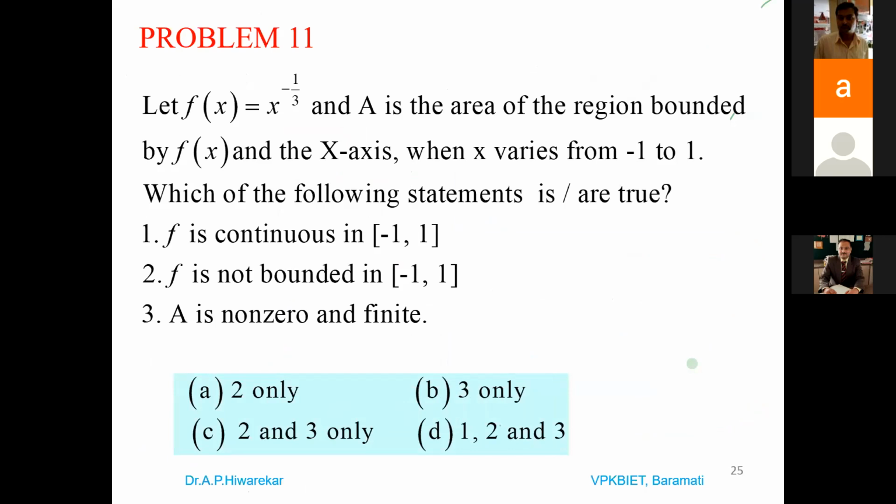If f(x) is x to the power minus 1 by 3 and A is the area of the region bounded by f(x) and the x-axis, when x varies from -1 to +1, which of the following statements are true? One: f is continuous in -1 to +1. Two: it is bounded in -1 to +1. Three: A is non-zero and finite. So the options are: A is 2 only, B is 3 only, C is 2 and 3 only, and D is 1, 2, and 3.